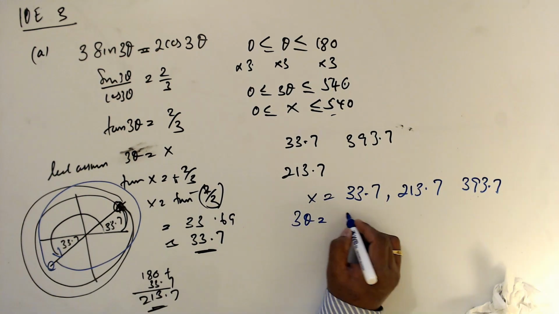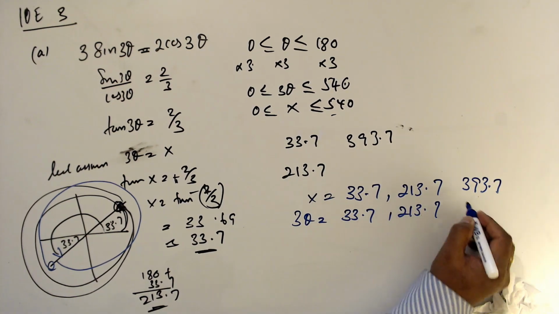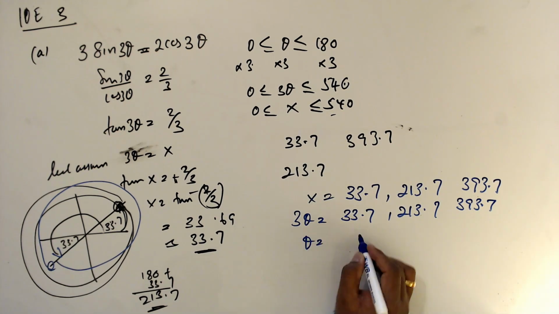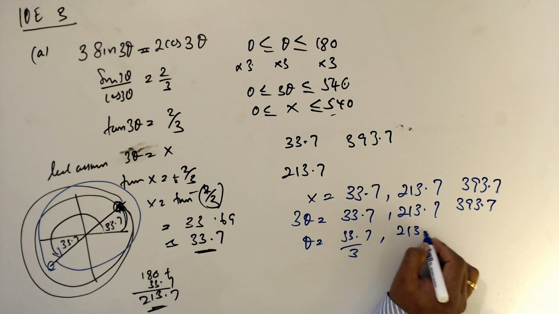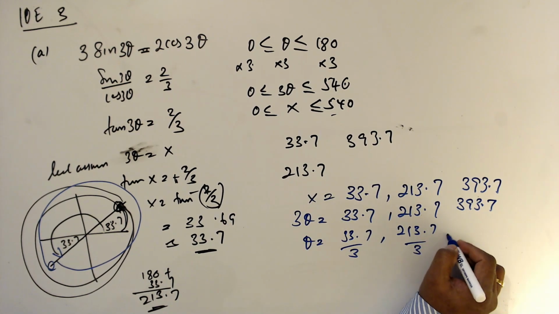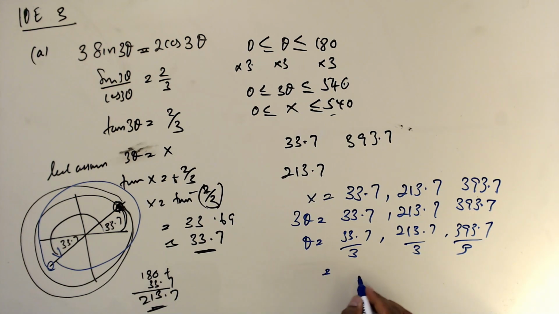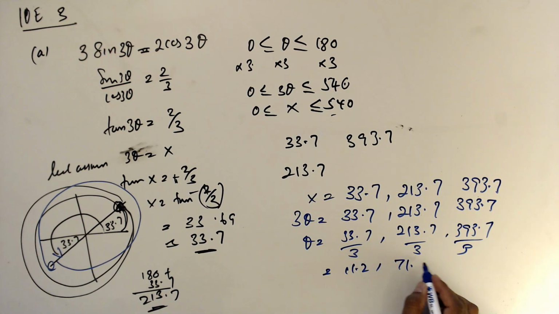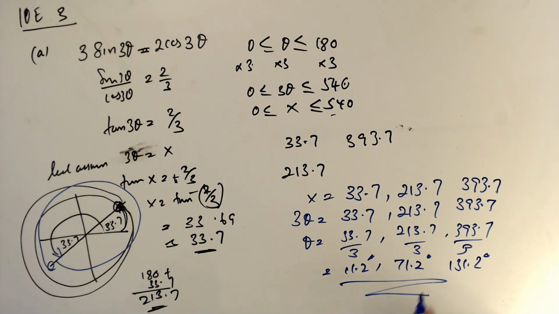So 3θ equals 33.7, 213.7 and 393.7. Now θ means 33.7 divided by 3, 213.7 divided by 3, and 393.7 divided by 3. So the values are going to be 11.2 and 71.2 and 131.2 degrees.